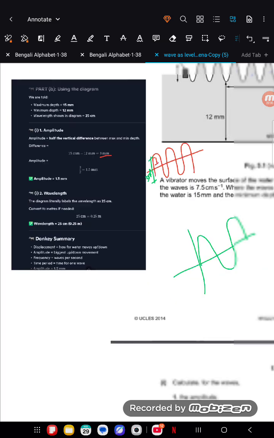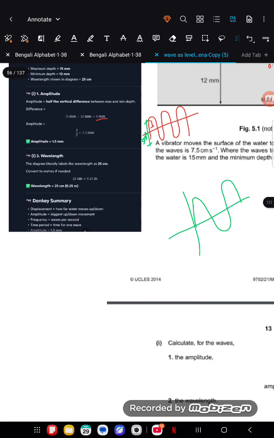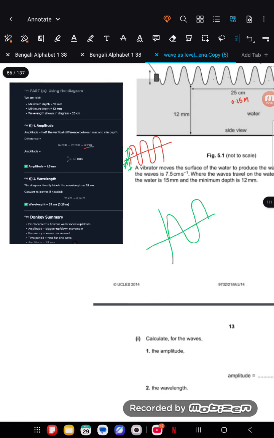So that is 3 divided by 2 is 1.5. Okay, so amplitude we got, and the wavelength you can find very easily, that is 25 centimeter, changing into meter.